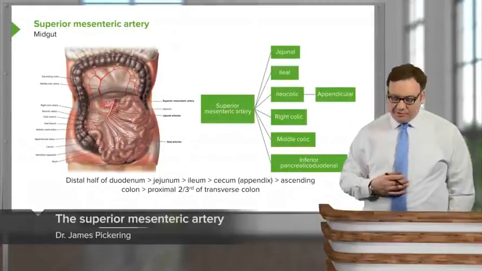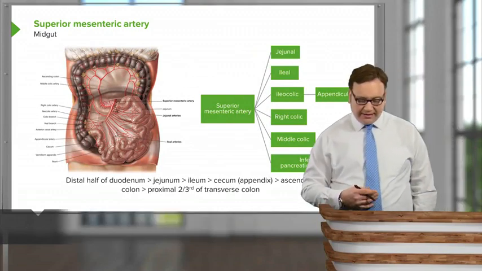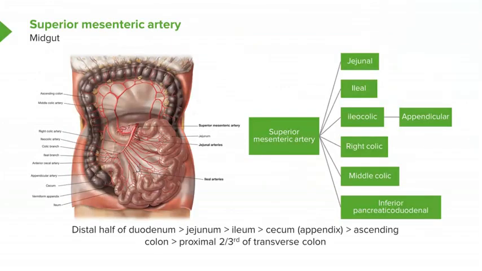Now let's move on to the superior mesenteric artery. The superior mesenteric artery supplies the midgut. The midgut goes from the distal half of the duodenum, so all structures distal to the major duodenal papilla, and it includes the jejunum, the ileum, the cecum, the appendix, ascending colon, and the proximal 2/3 of the transverse colon.